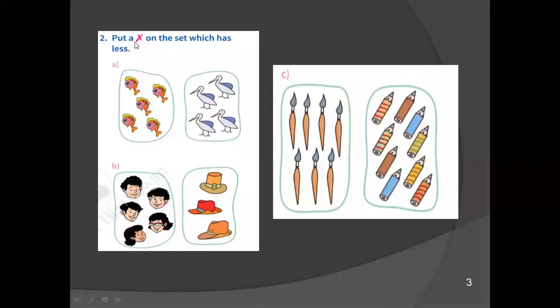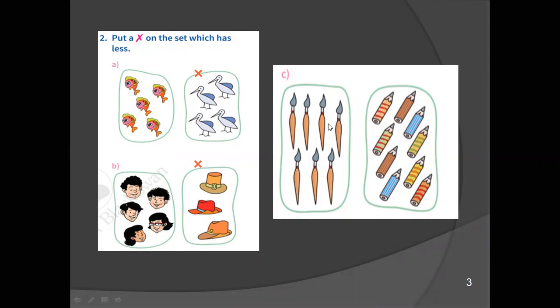Next. Second one. Put a wrong on the set which has less. 1, 2, 3, 4, 5. Here, how many ducks? Fish are 5. How many ducks? 1, 2, 3, 4 ducks. Which is less here? Yeah, ducks are less. So, we have to put wrong on the ducks. Correct? Okay, next. 1, 2, 3, 4, 5 faces are there. And 1, 2, 3 caps are there. So, we have to put wrong on the cap set.